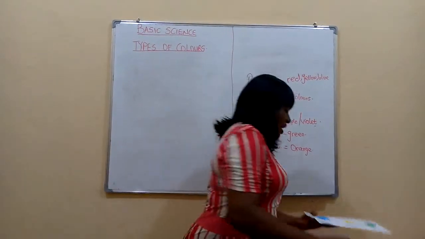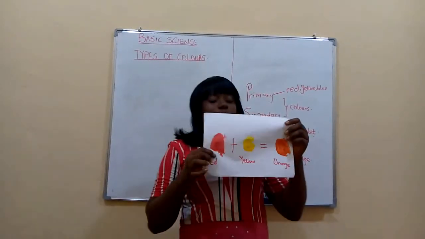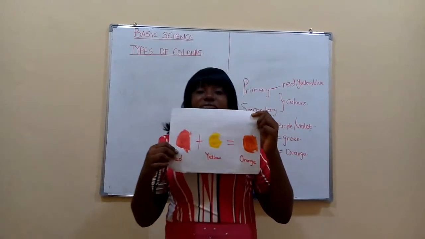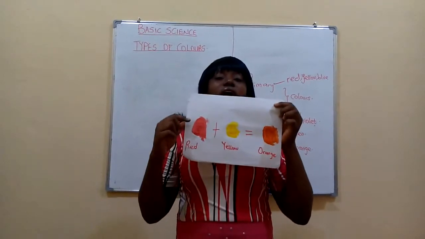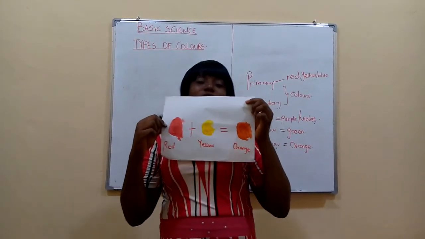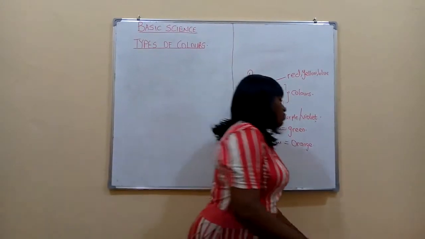Next, we go over to red. Red plus yellow. Look at it very well. Red plus yellow will give us the color orange. Beautiful. Thank you very much, Chris. That was very brilliant of you.